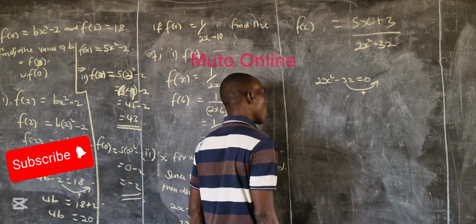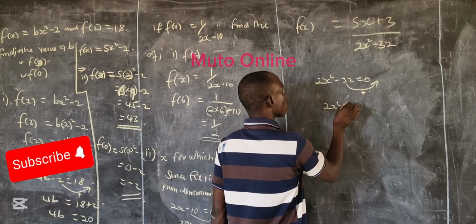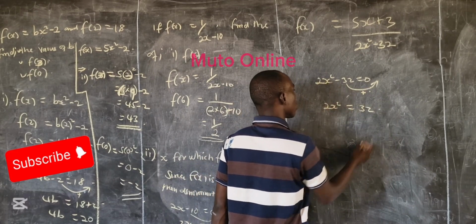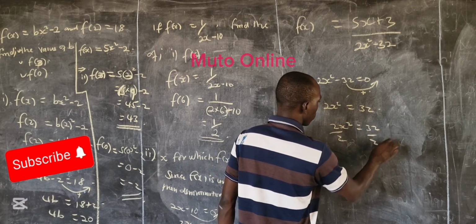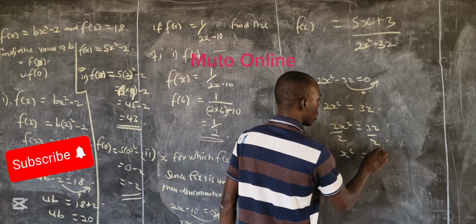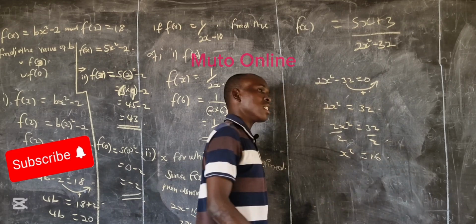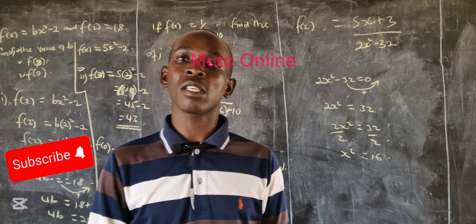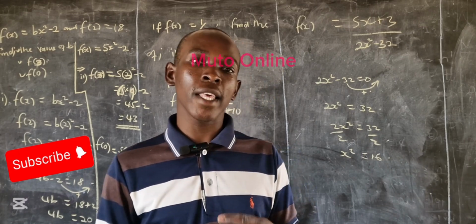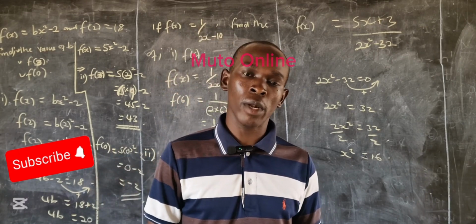So when this crosses to become a positive, we shall have 2x squared giving us a positive 32. Then 2x squared is equal to 32, so divide by 2 on both sides. And now our x squared gives us 16. But they said find the values, not value. This is where most students make a mistake. A square root of a number is either positive or negative.